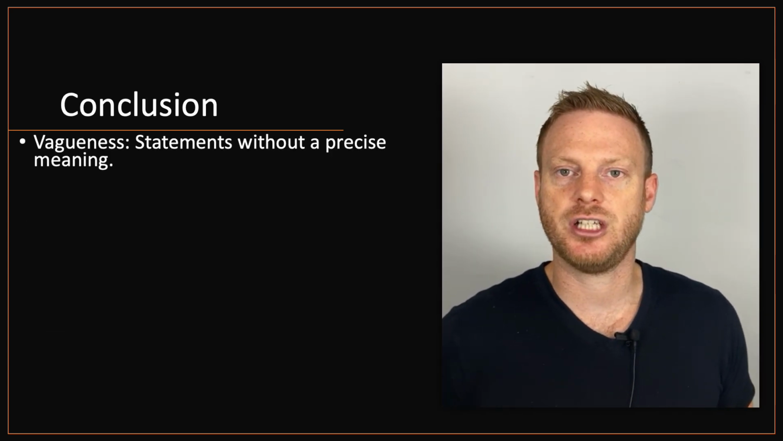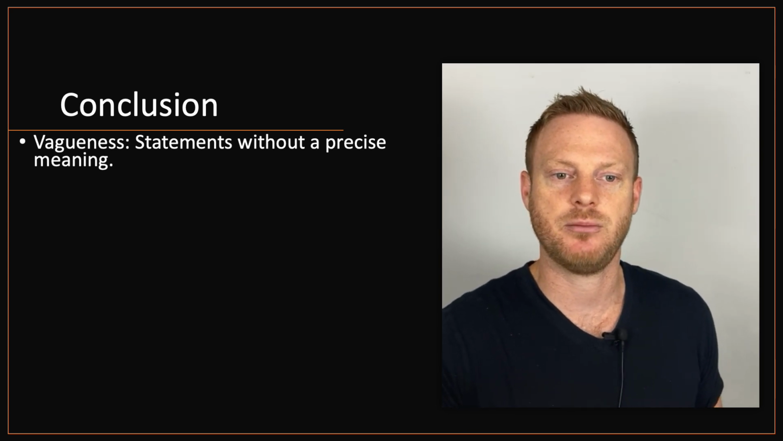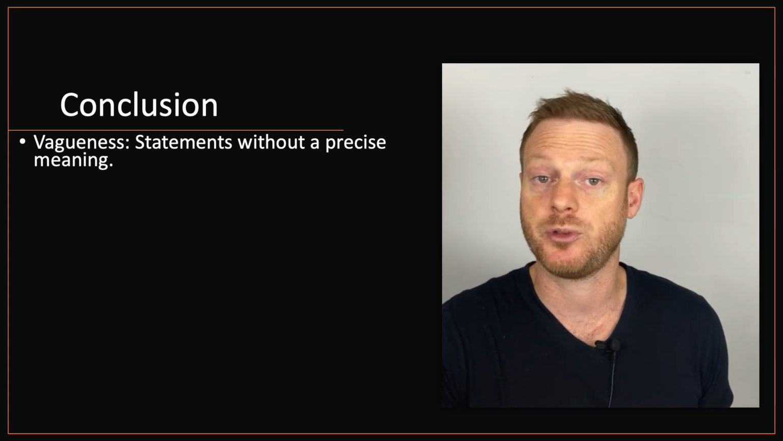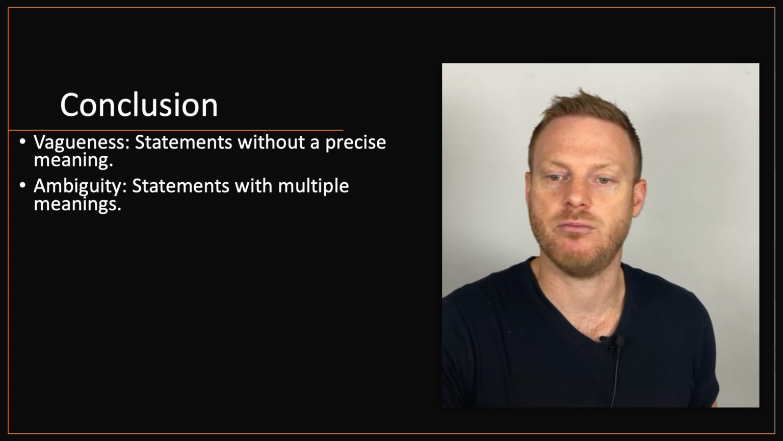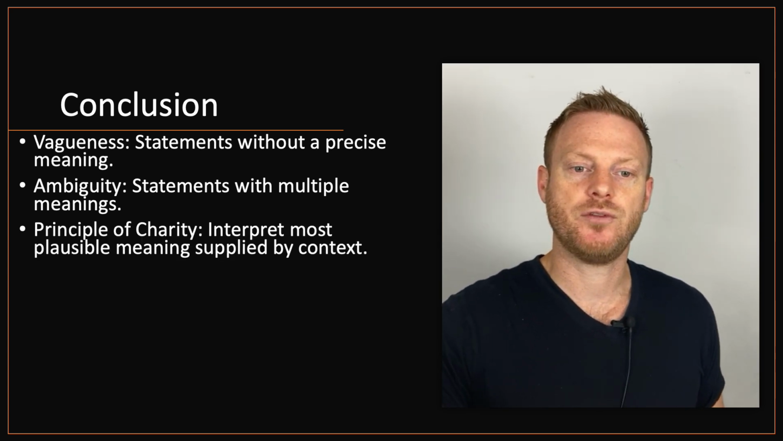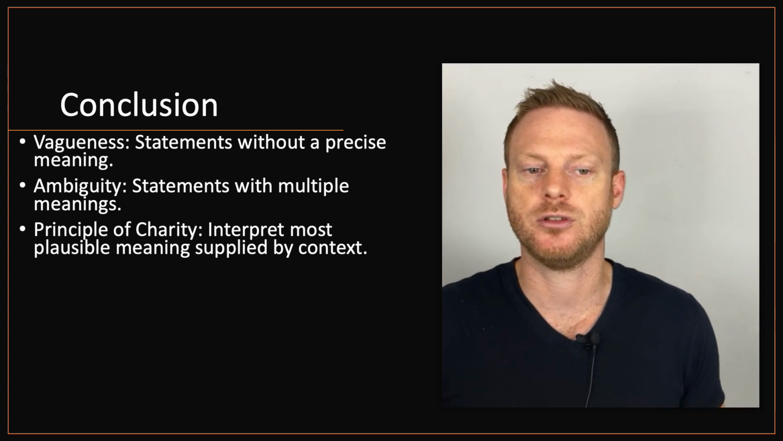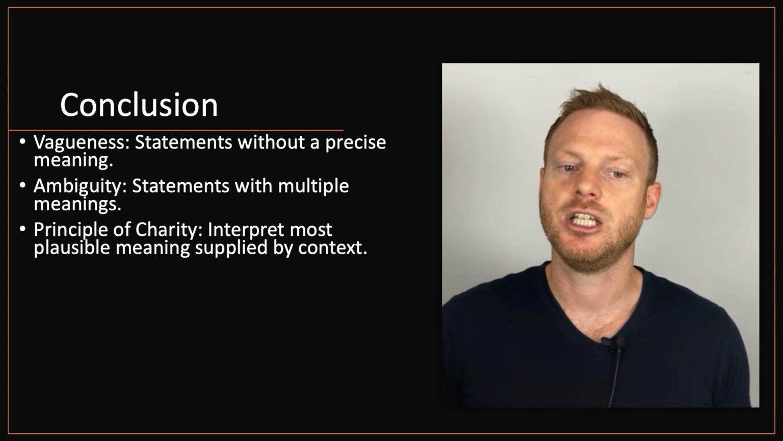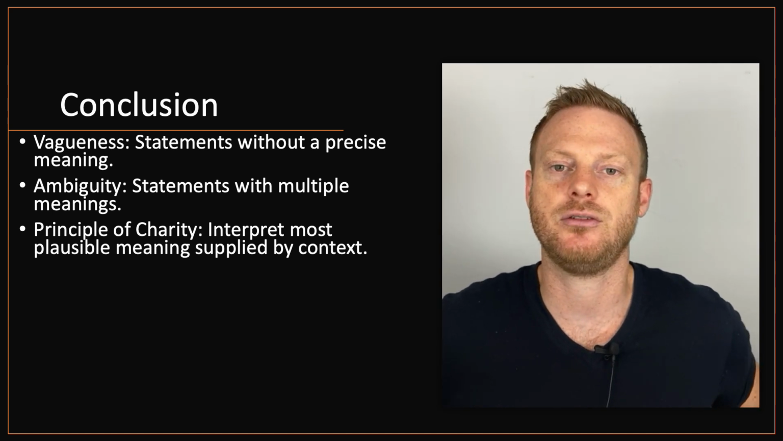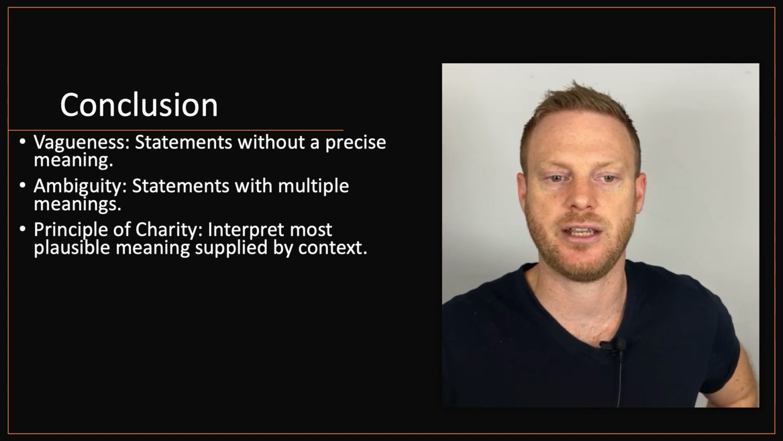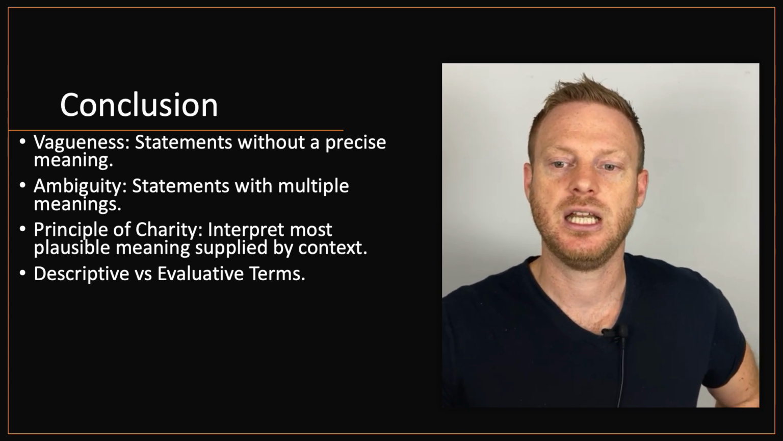By way of conclusion, I wanted to just recap what we've learned. Vagueness is a statement or statements without a precise meaning. Ambiguity is where statements have multiple meanings. We've looked at the principle of charity, which says that we should interpret the most plausible meaning supplied by the context. You don't want to be overly charitable. You have to just look at what the context will allow you, how charitable the context will allow you to be. We've looked at descriptive versus evaluative terms.